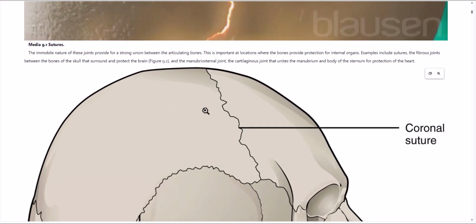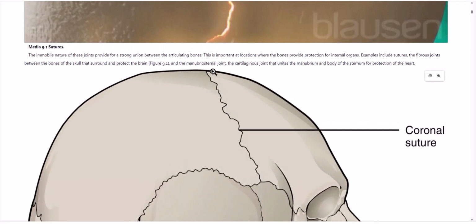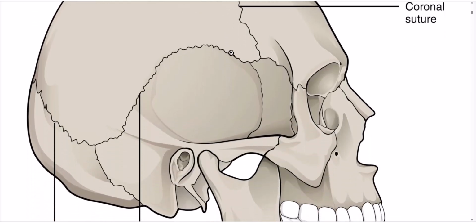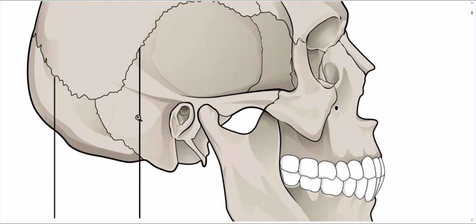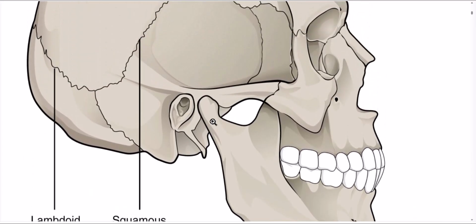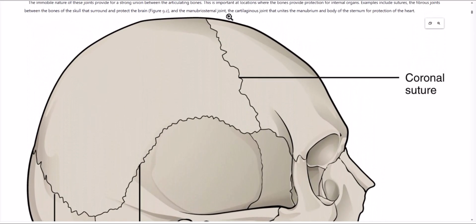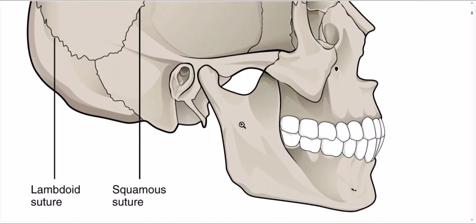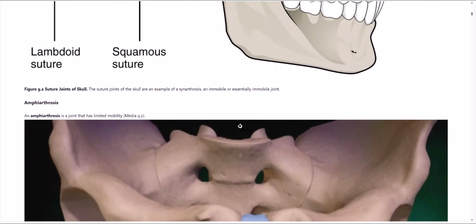The coronal suture, for example, here is a great example of that. There's also another example in all of the different sutures, and you already know that you need to know the squamous suture, the lambdoid suture, the coronal suture, and don't forget about that sagittal suture that's not visible in this particular image.